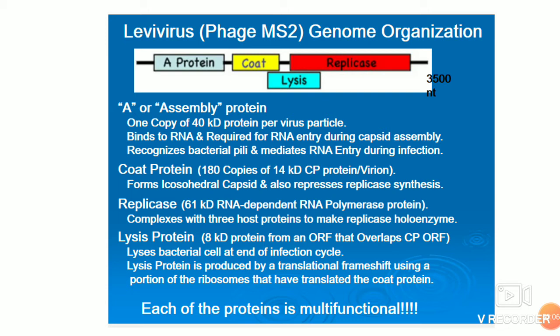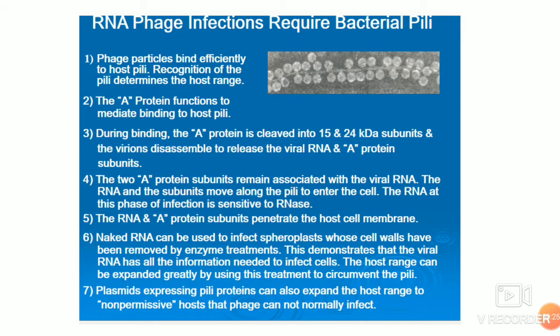Then the other protein is the lysis protein, which is important for the lysis of the bacterial cell at the end of the lytic cycle, and it is produced by a frameshift using a portion of the ribosome in the translation of the coat protein, overlapping the coat protein and the replicase protein. Now, how does this virus infection happen?